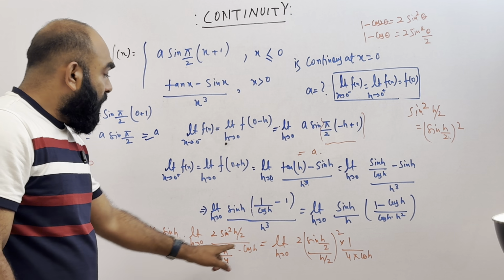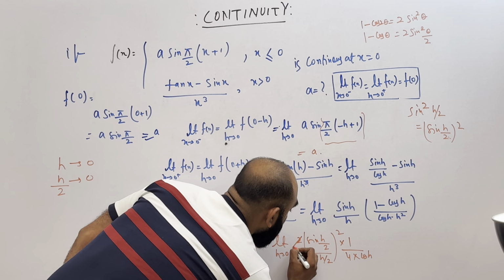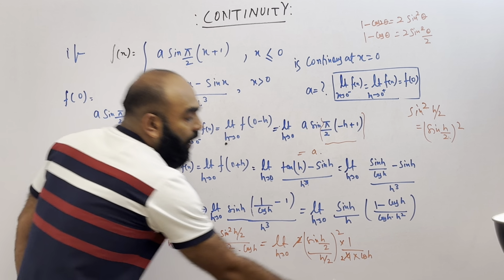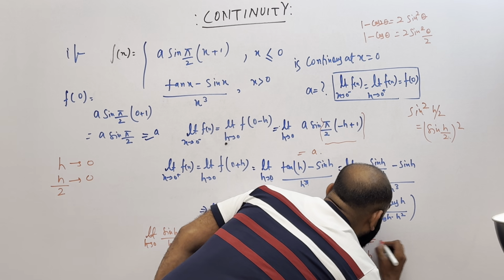So 4 into cos h. Now you can see, sir, this overall value is going to be 1. This 2 to 2. Now I can put h tending to 0 directly. Cos 0, cos h, cos 0 is 1 only, sir. So the answer is coming 1 by 2.